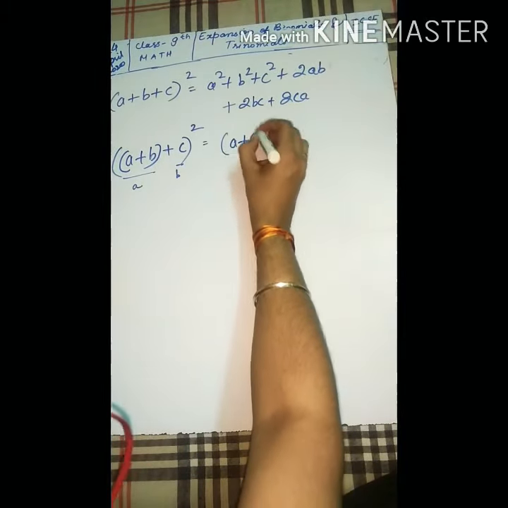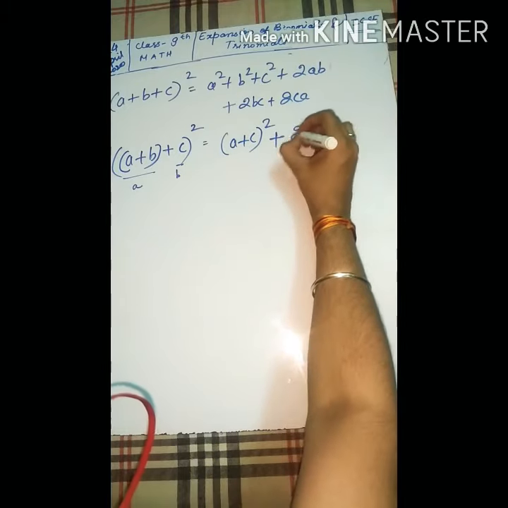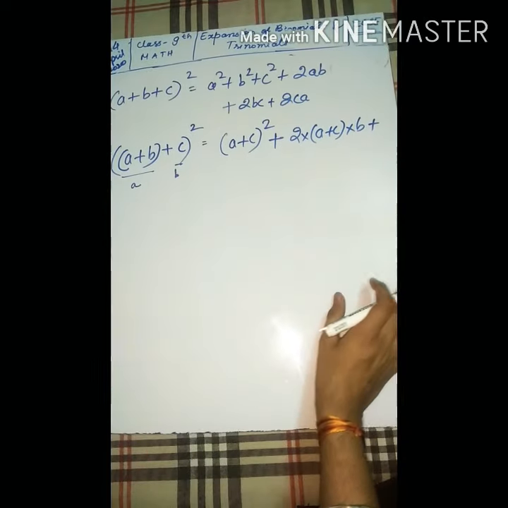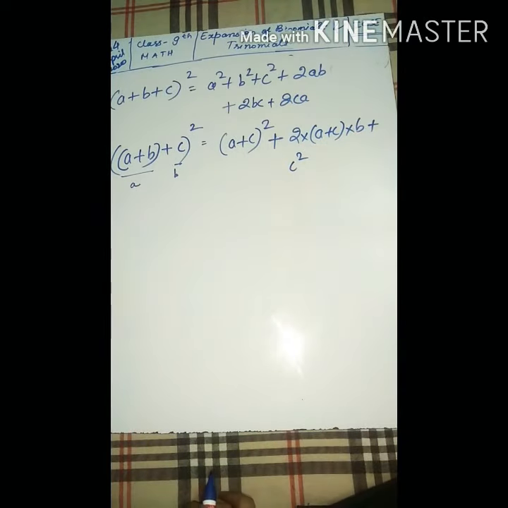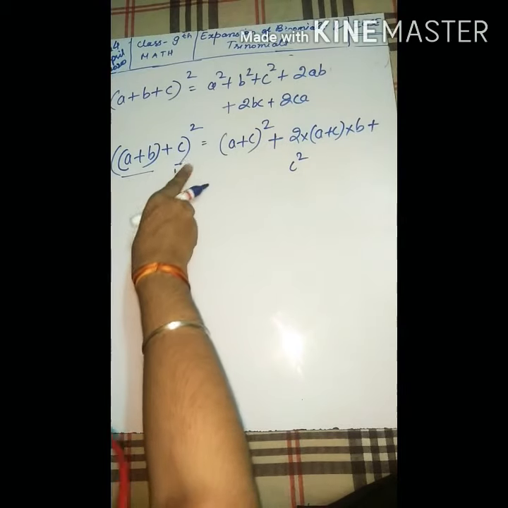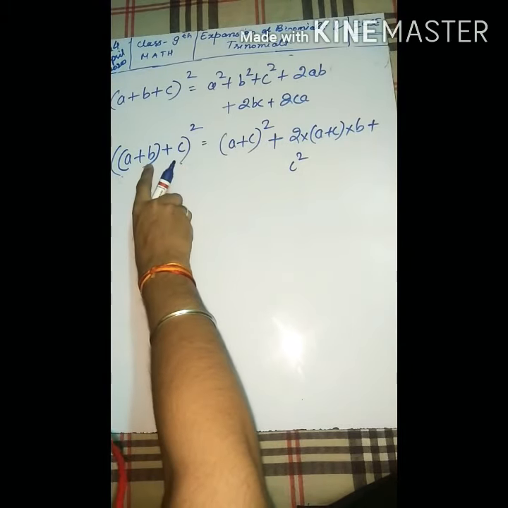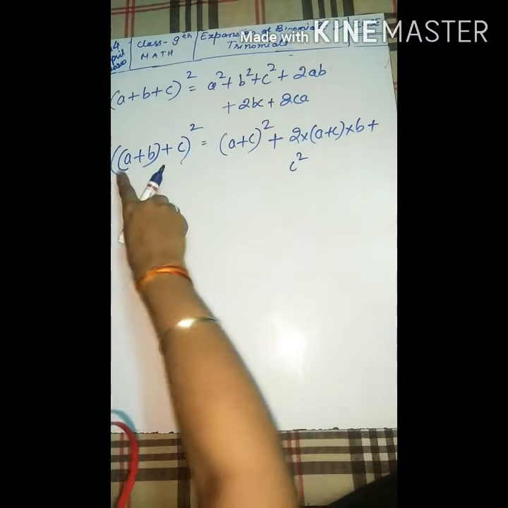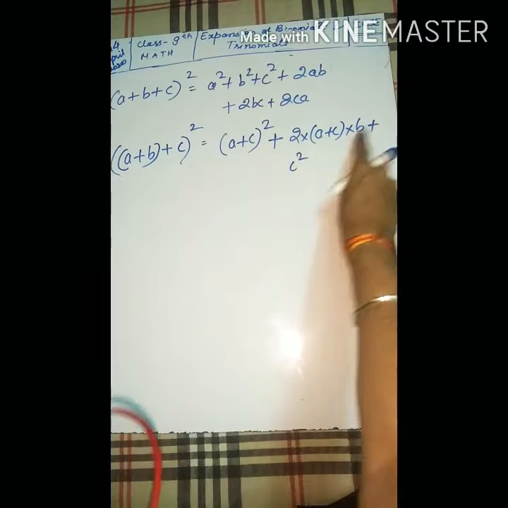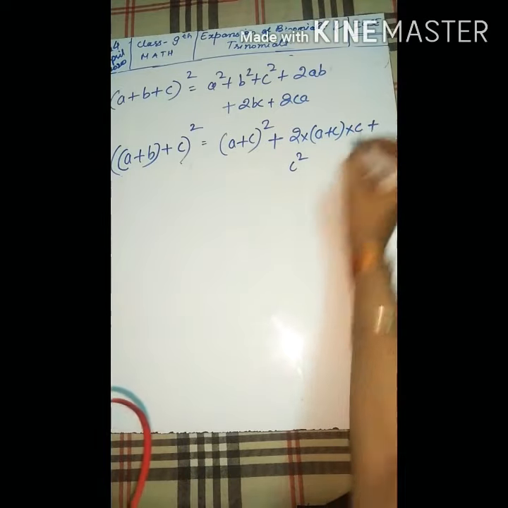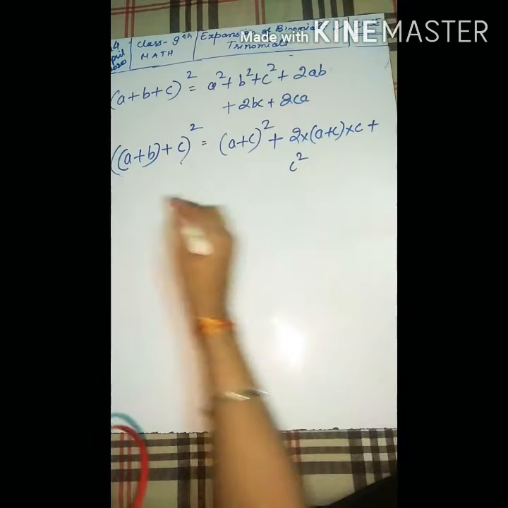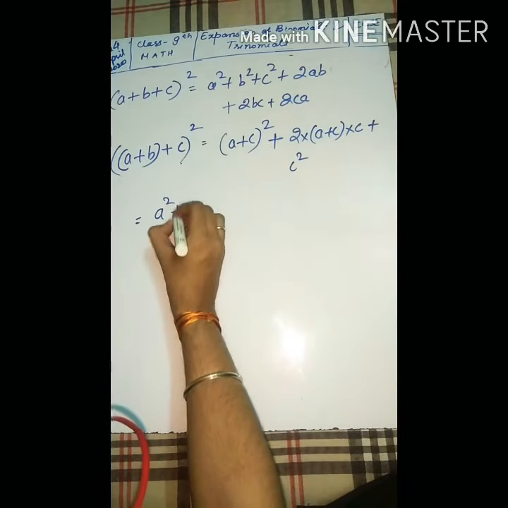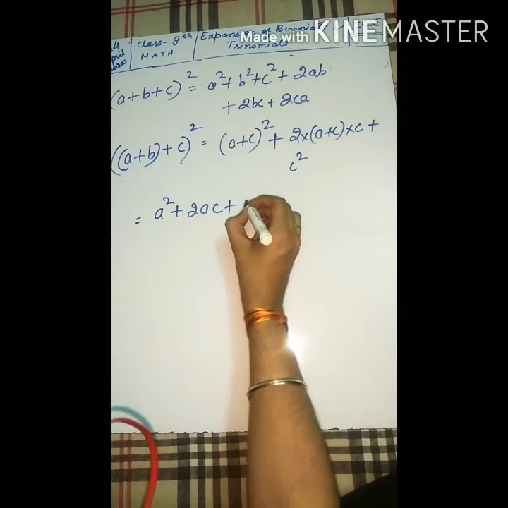So a square plus 2 into a into b plus b square. Okay, this is only the (a plus b) whole square identity where I have taken this as one unit and this as another. So a square plus 2a, here, b in place of b, c will come, c, plus the b square, which is c square. Now again you use the (a plus b) whole square identity, a square plus 2ab plus b square.